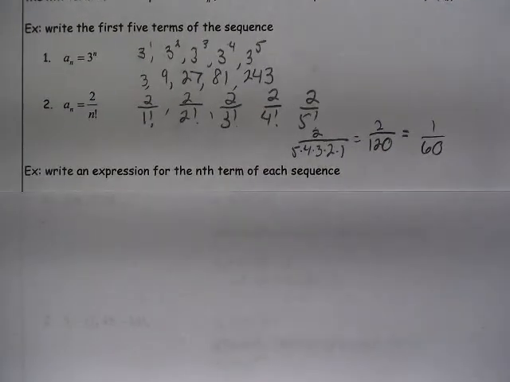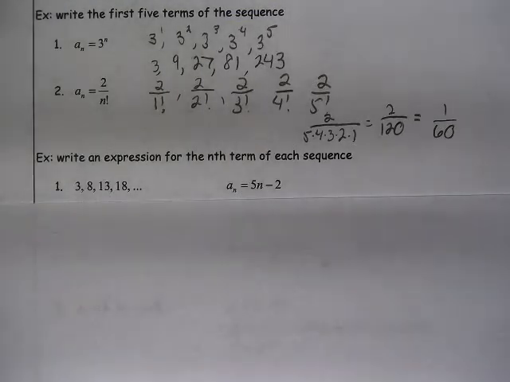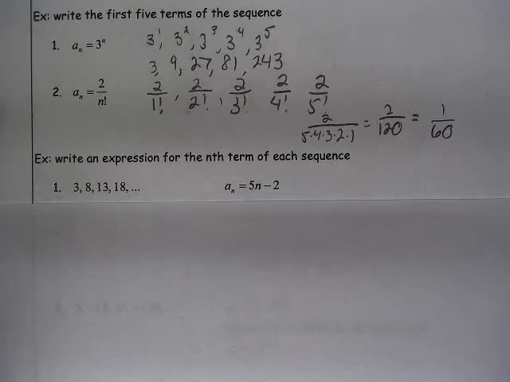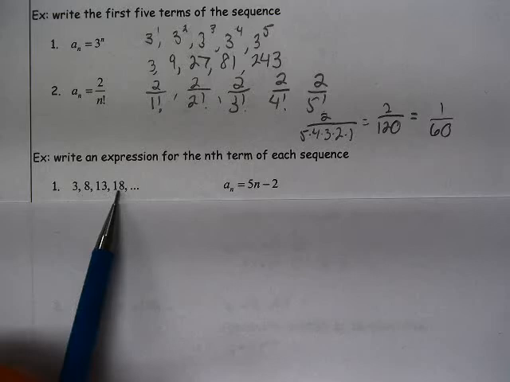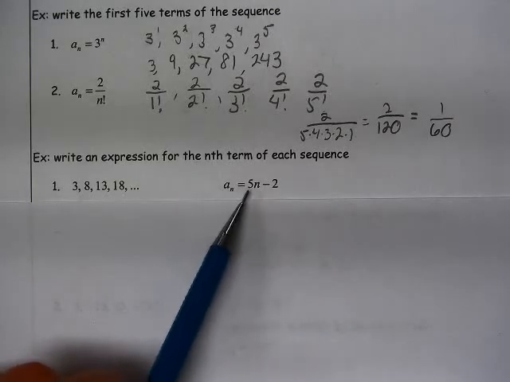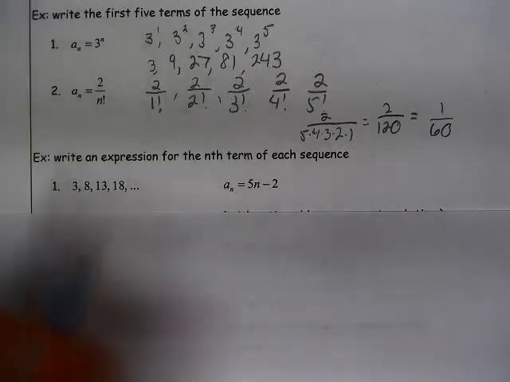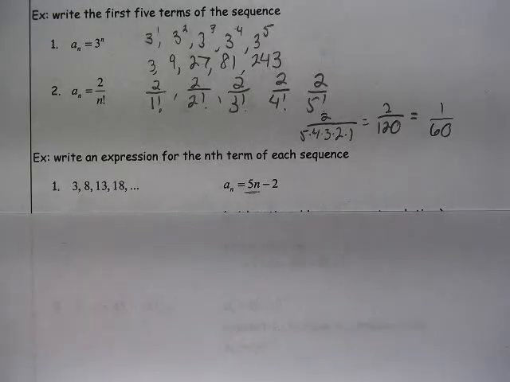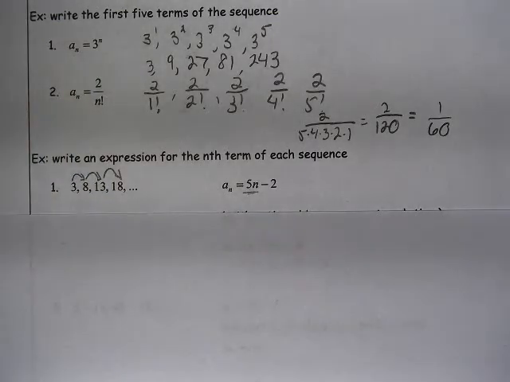So we also might be given the first several terms in a sequence and want to write that sequence in terms of n. So if we're given 3, 8, 13, 18, we could write that as 5n minus 2. A sub n is 5n minus 2. We might also see that we're adding 5 each time we go to the next term.